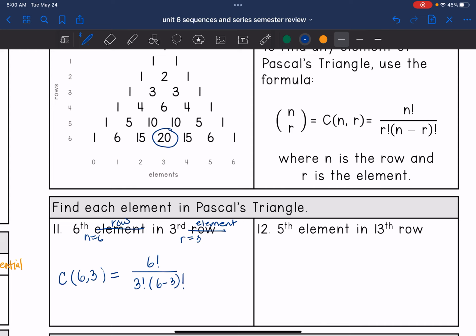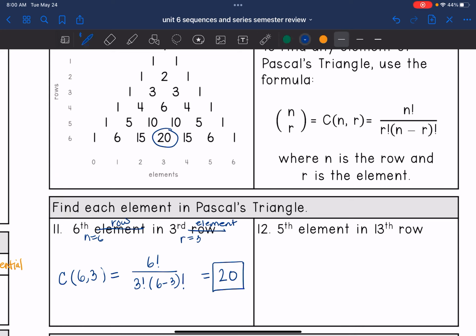And I'm typing it in. And sure enough, yes, I get 20. Okay, so then this one, number 12, this one I think is correct. It wants the 13th row. So in our picture, we only have 6 rows, so it's going to be somewhere way down here.